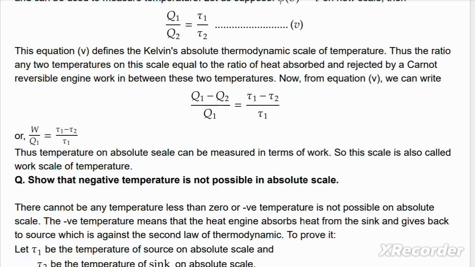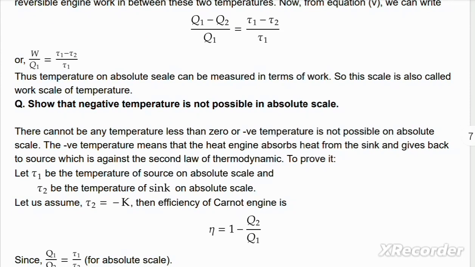Now, from equation 5, we can write (Q1 minus Q2) divided by Q1 equals (tau 1 minus tau 2) divided by tau 1, or W divided by Q1 equals (tau 1 minus tau 2) divided by tau 1. Thus, temperature on the absolute scale can be measured in terms of work. So this scale is also called the work scale of temperature.